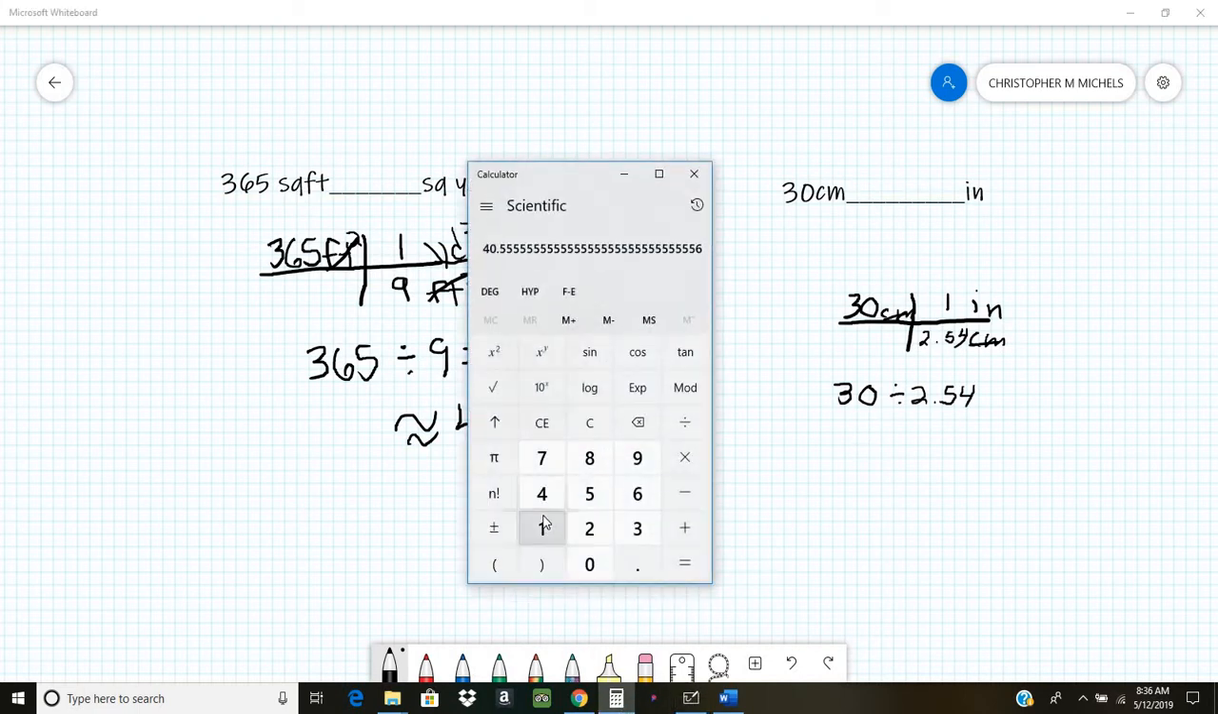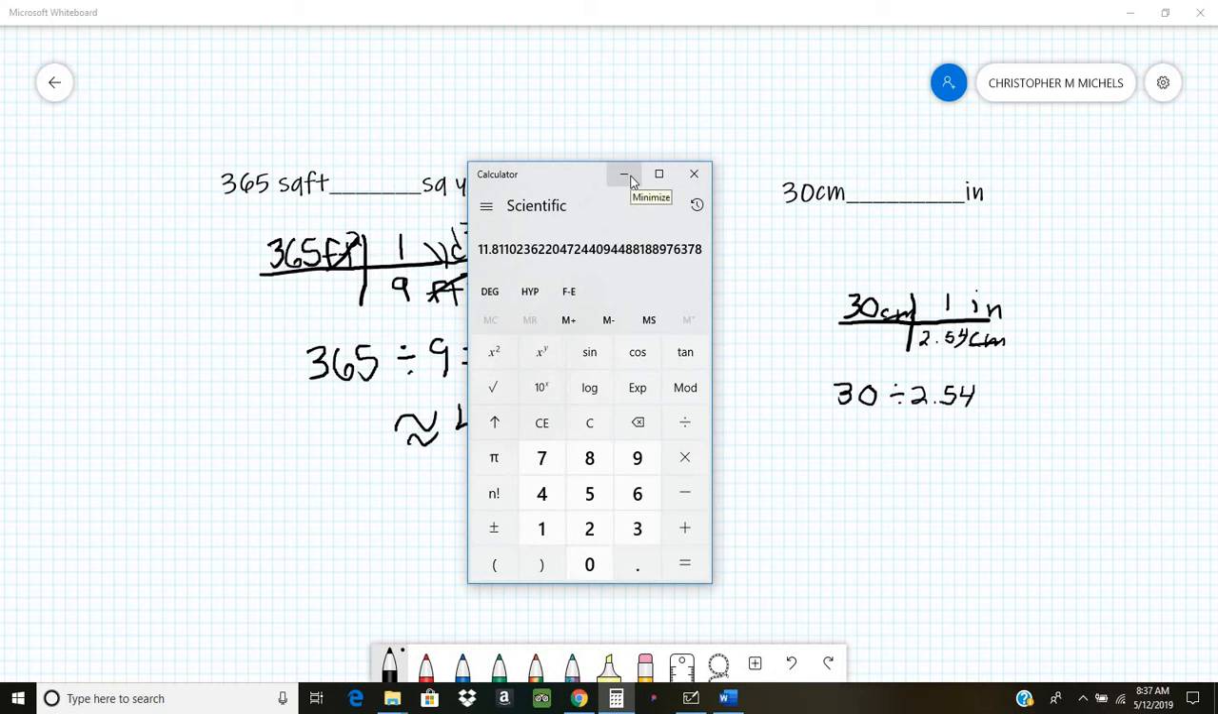And when you convert metric to standard or standard to metric, it's messy every time. Just kind of anticipate crappy numbers, because you're going to get them just like that. Okay, so we got a big repeating number there. So let's just say 11.8.